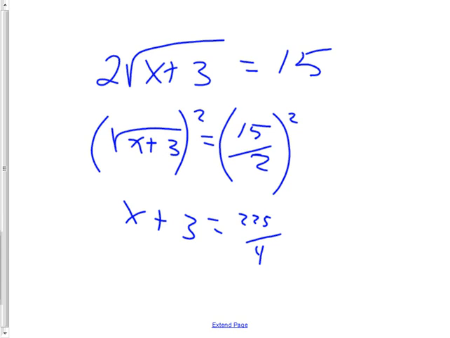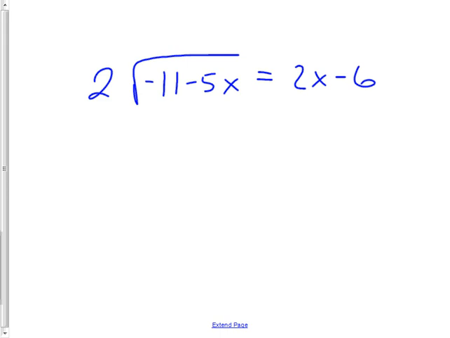But let me show you another kind that would be harder. And that would be like this. 2 times square root of negative 11 minus 5x is equal to 2x minus 6. This is hard enough that it'd be more like an R3 size. Okay, this would be the kind you need to get right to get an A or a B. Give this one a shot.